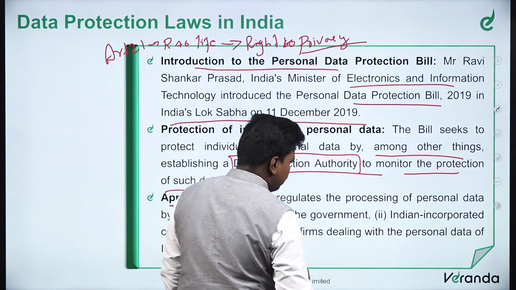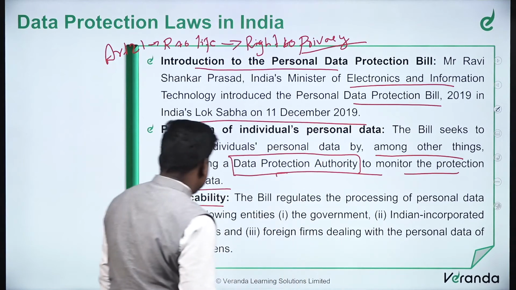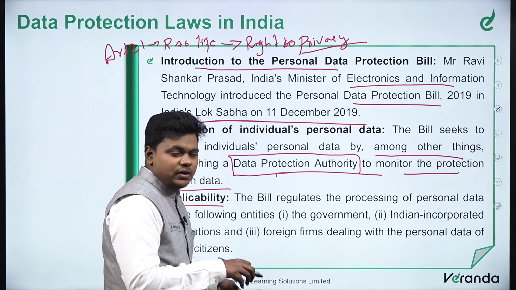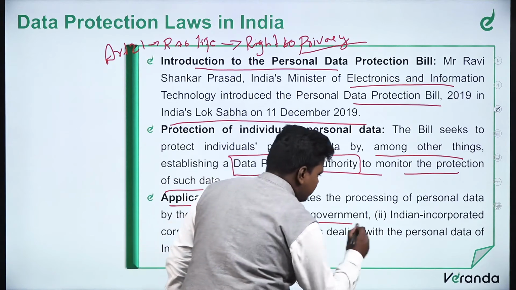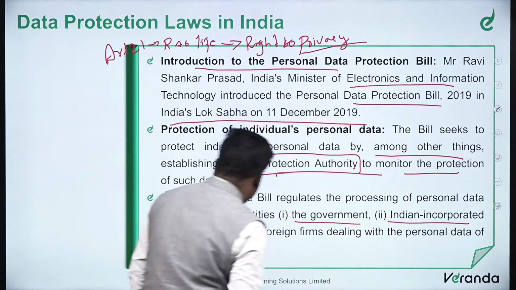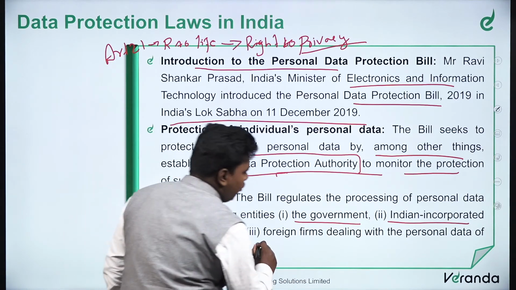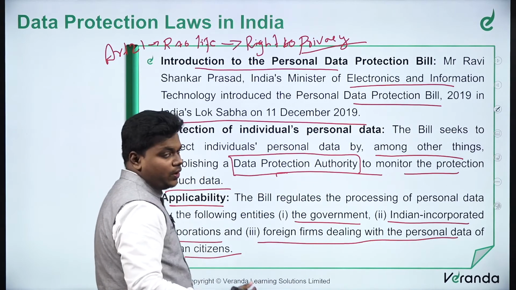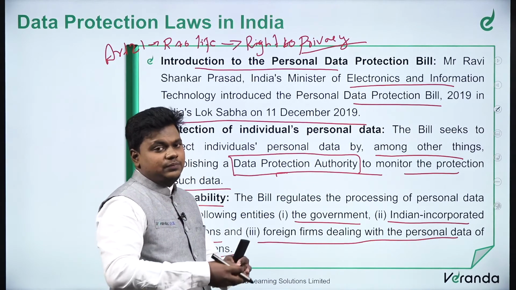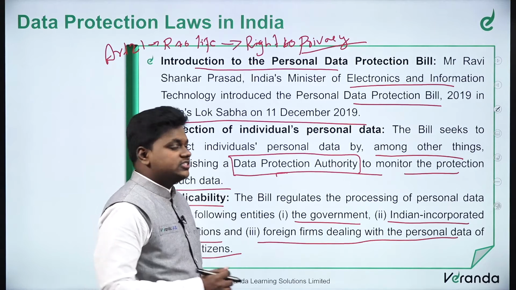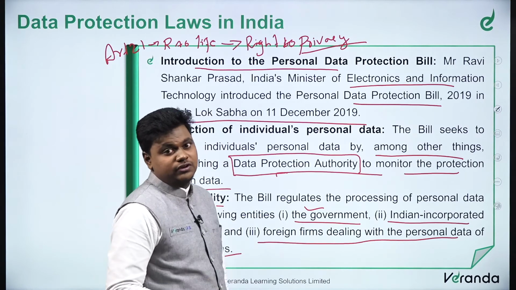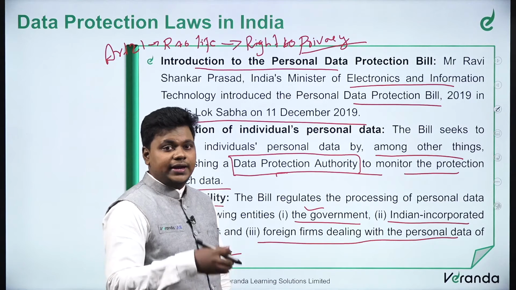The bill regulates the processing of personal data by the following entities. So what are the agencies the bill covers? It covers the government, Indian incorporated corporations, and foreign firms dealing with the personal data of Indian citizens. Our government holds a large number of records regarding its citizens. For example, we have Aadhaar.